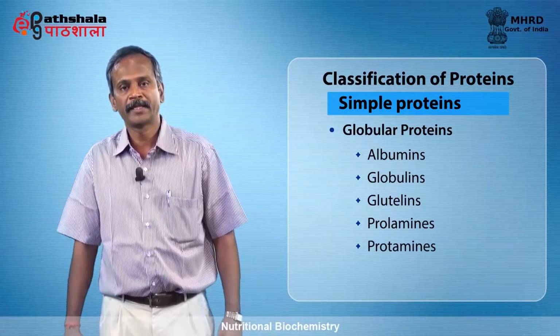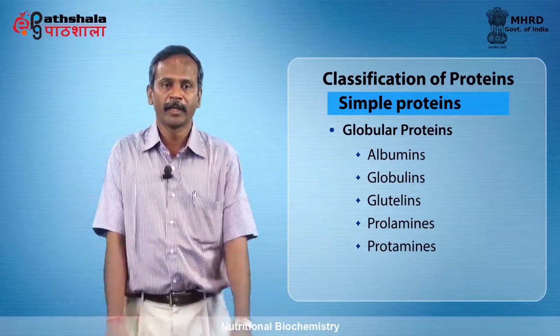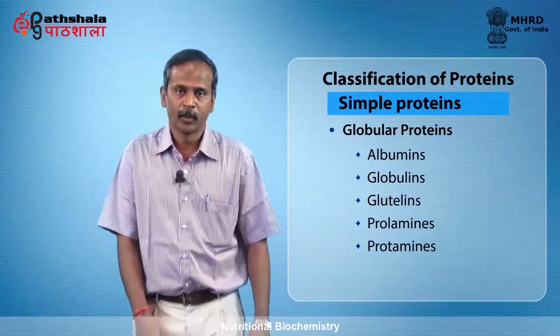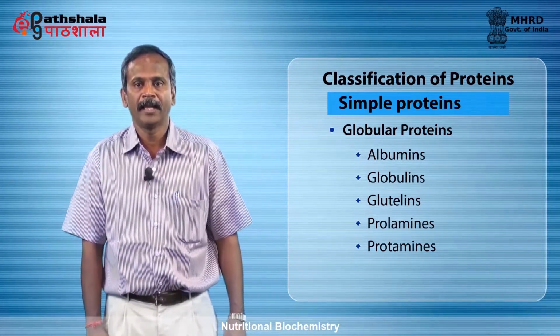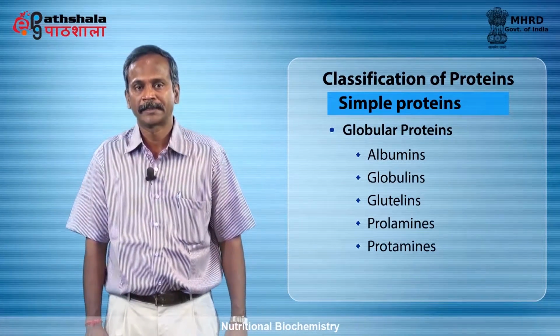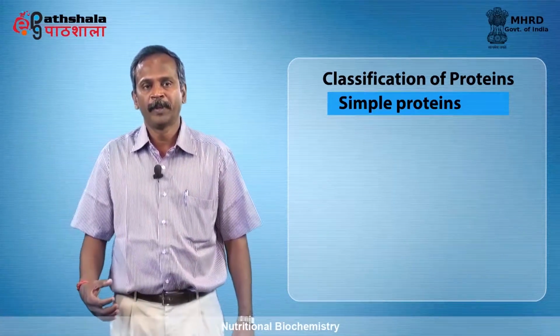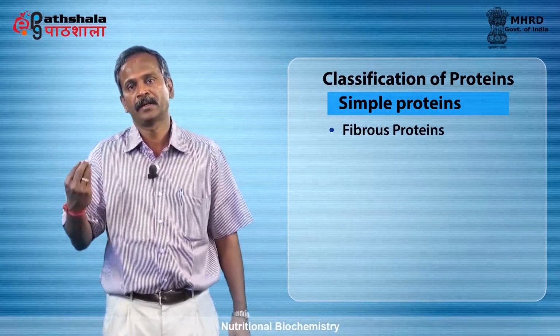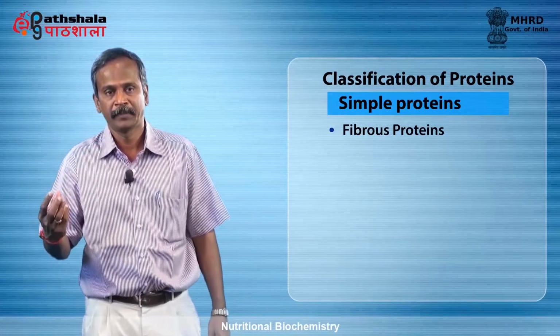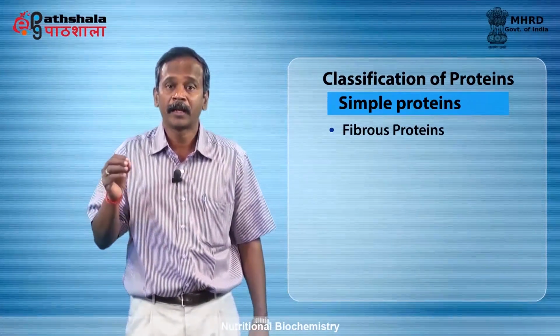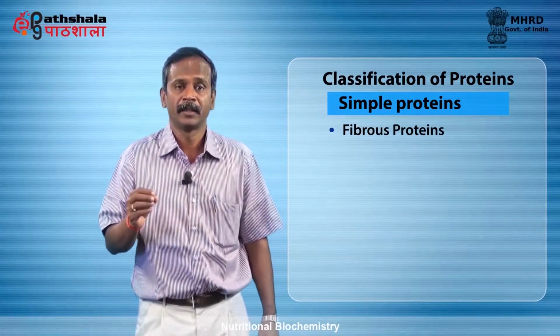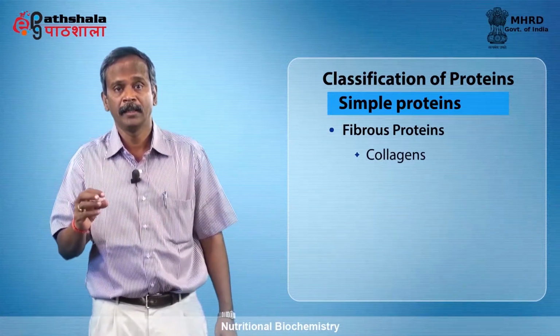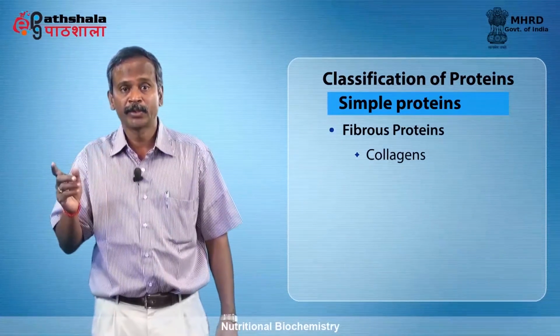Protamines: it is a basic protein of low molecular weight. It is soluble in water, dilute acids and alkali. Example, salmine. From the simple protein, the next one is fibrous protein. These are fiber-like in shape, insoluble in water and resistant to digestion. The example is collagen. These are all connective tissue proteins.